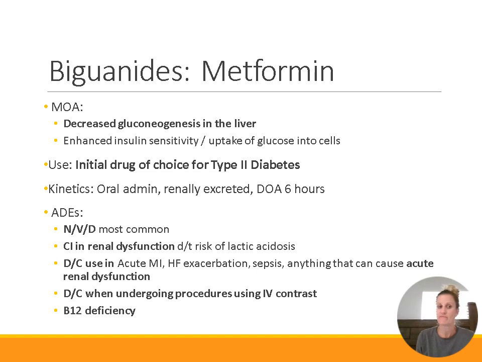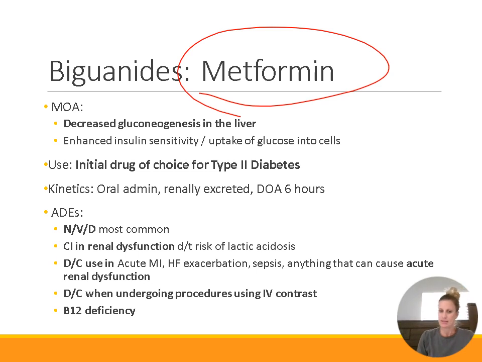We'll start with metformin. Metformin is a biguanide. Metformin is kind of the standard of therapy when it comes to type 2 diabetes. It's been around for a very long time. It's very effective. This is the first line agent for type 2 diabetes. The way that metformin works is by decreasing gluconeogenesis in the liver. And this is a big part of where glucose comes from in diabetes.